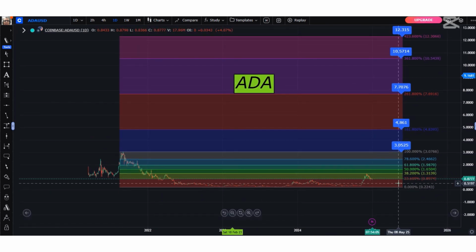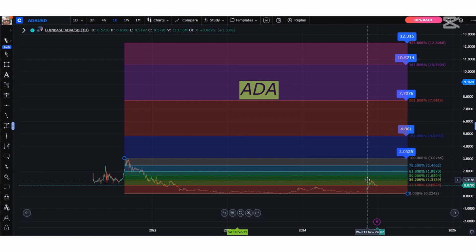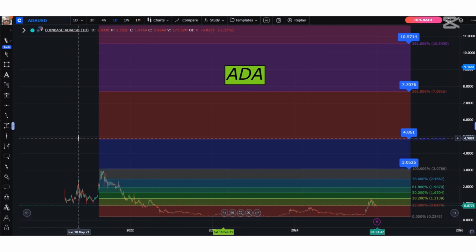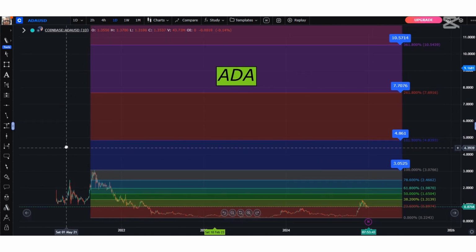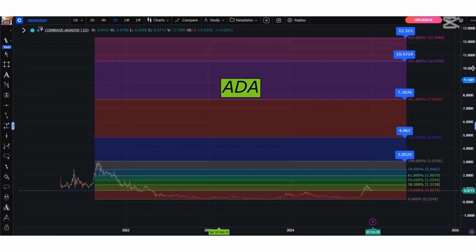Okay, so ADA, we're sitting at about 87 cents right now. We just bounced off the 382. As you see there, we had some interaction with that zone. We bounced off here and got rejected off of the 23.6. But we're heating up here with ADA. I think we're going to be sitting pretty great with Charles Hoskinson getting in with the new administration and everything.